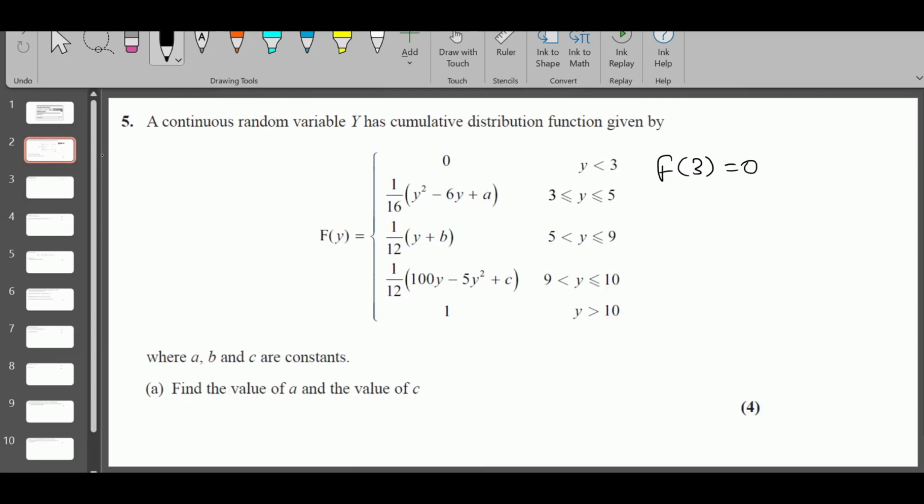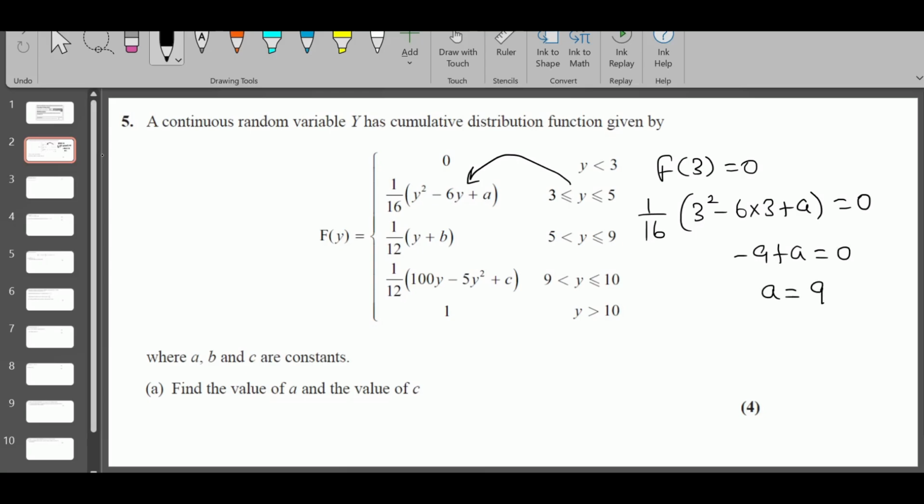When you sub in 3 in the place of y and equate it to 0, you will get 1 over 16 times (3 squared minus 6 times 3 plus a) is 0. Bring the 16 to the other side, still 0. 9 minus 18 is minus 9, plus a is 0. So a is 9.